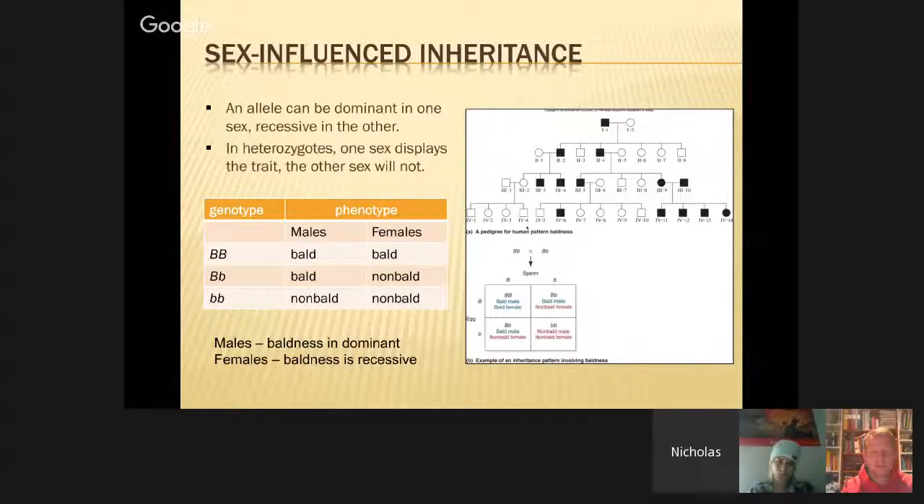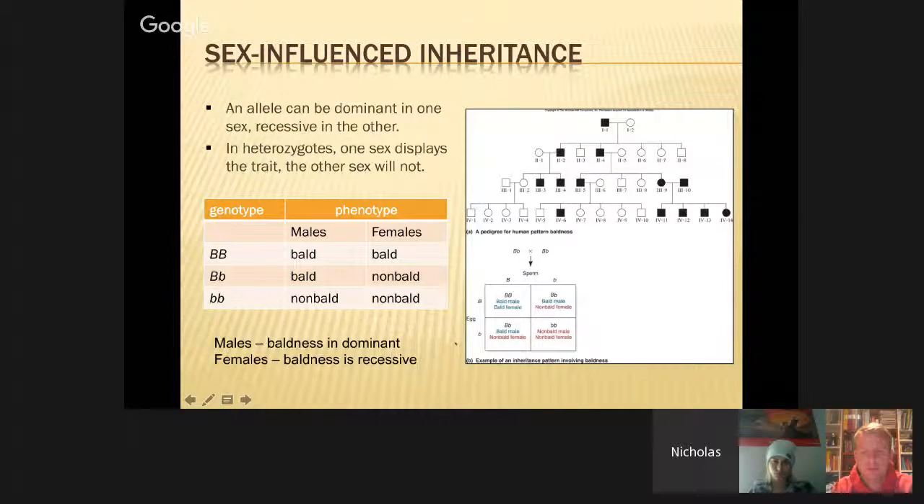Yeah. On my screen right here, if you guys can see it, I thought it was referring to the sex-influenced inheritance right here. It is. It is? Okay. Yeah.